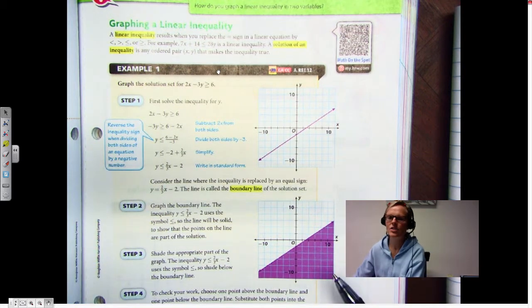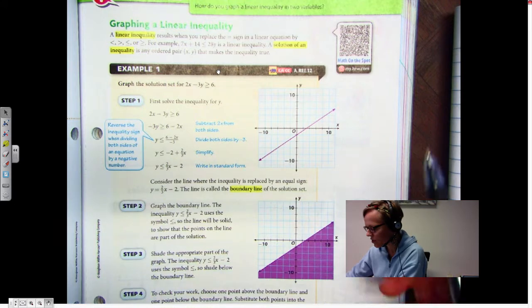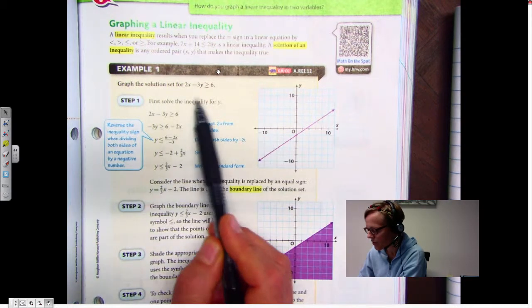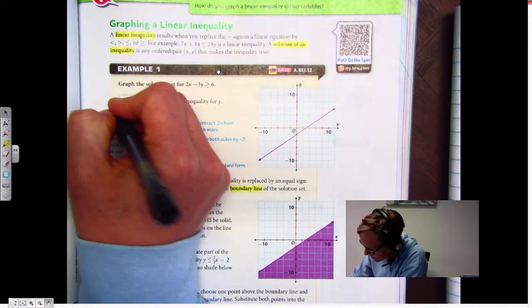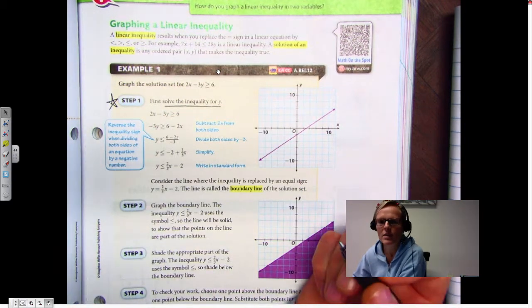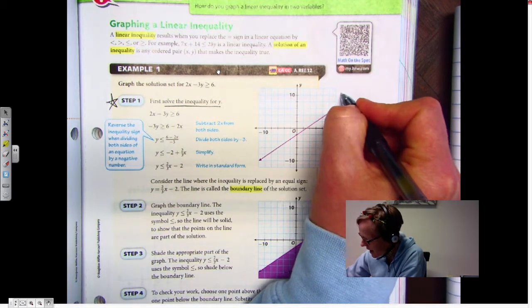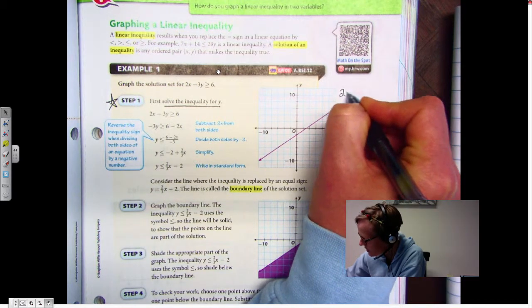So let's go ahead and get started and talk through this very first example. It says graph the solution set for 2x minus 3y is greater than or equal to 6. There are two variables. We're going to solve. Step number 1 is to solve the inequality for y, just like we did when we were doing equations. So off over here on the side, I'm just going to do a little solution as well. I know that they've done the same exact thing for us already.